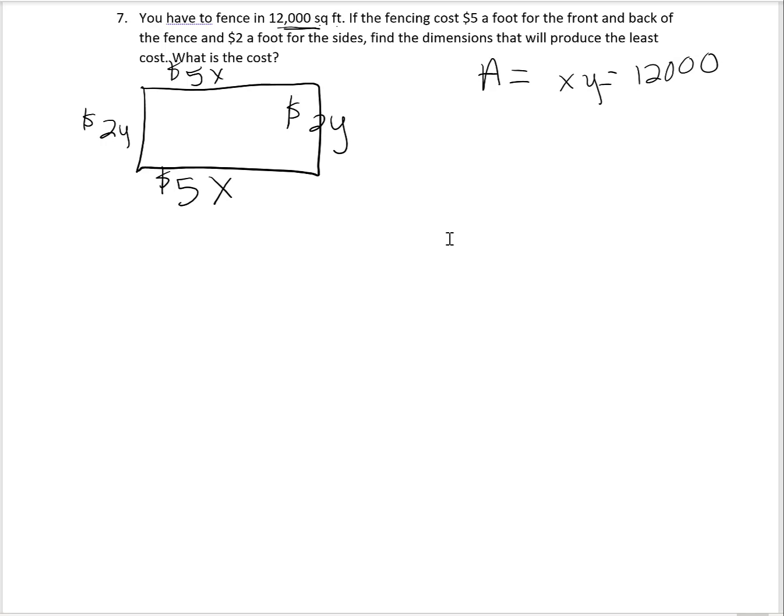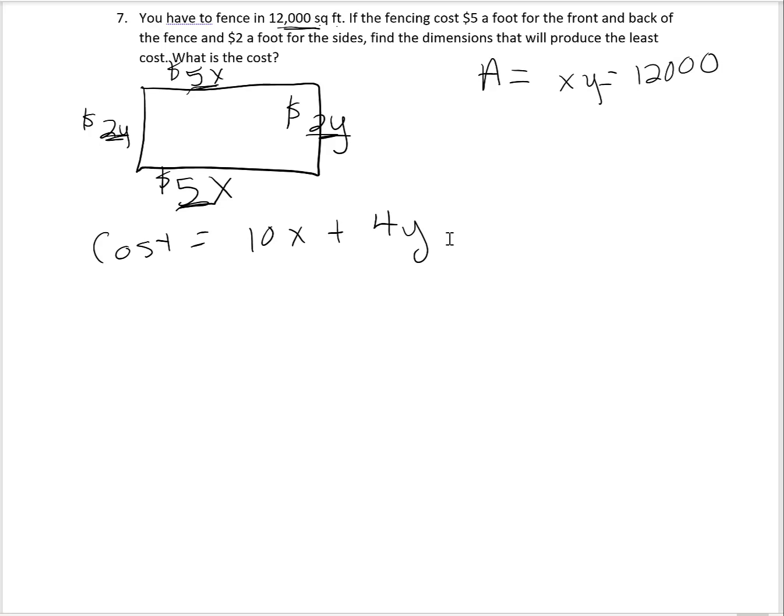So when I'm looking at the cost, I have 5 plus 5, that's 10x. I have 2 plus 2, that's 4y. This is what I'm trying to minimize. The big problem I have right now is I have x and y.